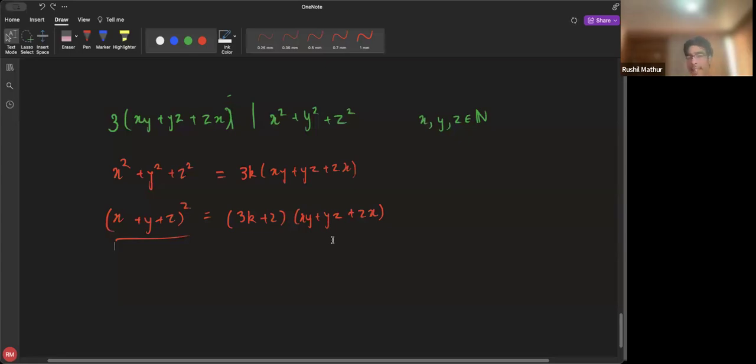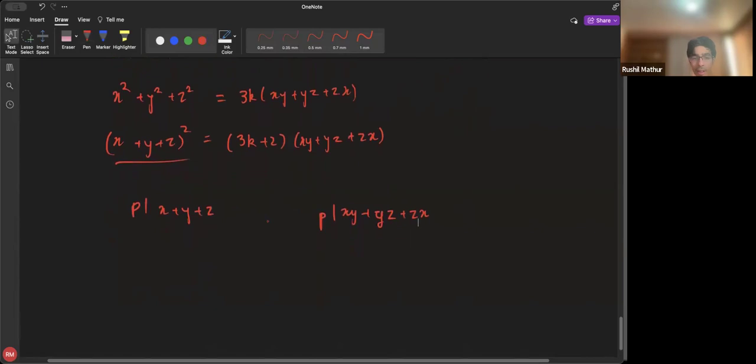So when in doubt, we must take primes. So let's say p divides x plus y plus z. Then we get that p divides this product. And for a moment, let's assume that p divides xy plus yz plus zx actually. Like p doesn't divide 3k plus 2. What does this tell us?